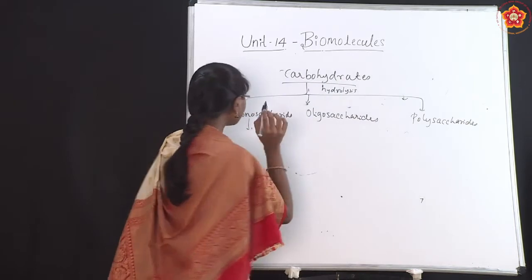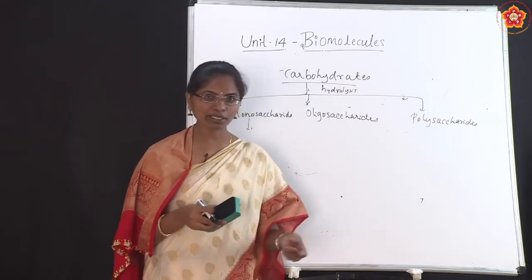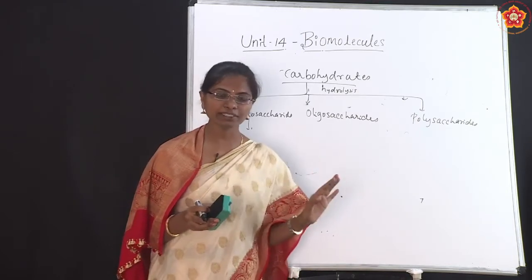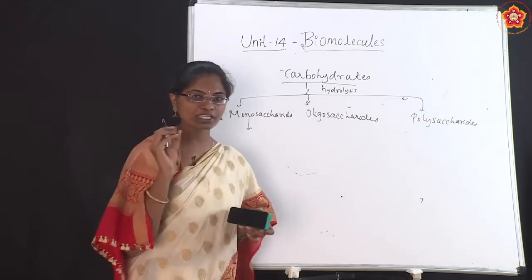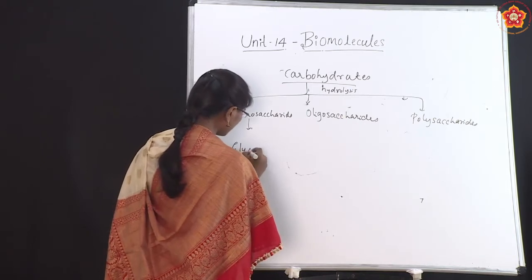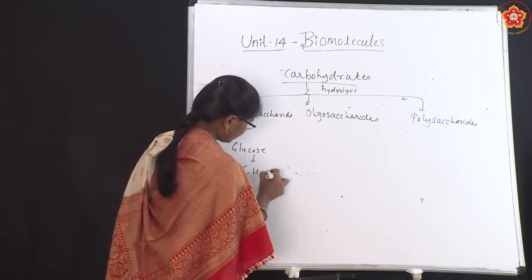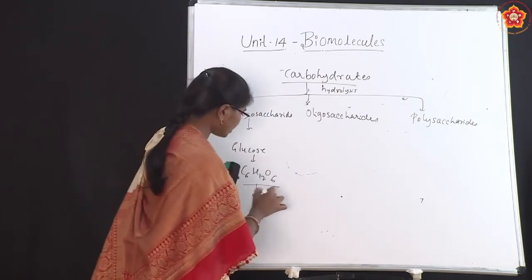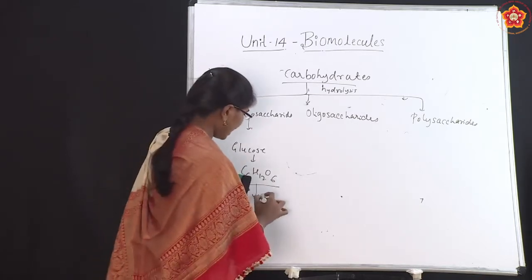So, first one, what is meant by monosaccharides? Monosaccharides means when you put them into water, when you hydrolyze, no further reaction takes place. It means only one kind of monomer, a monosaccharide, is present inside the carbohydrate. For example, you can take glucose. What is the molecular formula? C6H12O6. It is only one monosaccharide. If you put it into water, it remains the same, so it will not hydrolyze further.